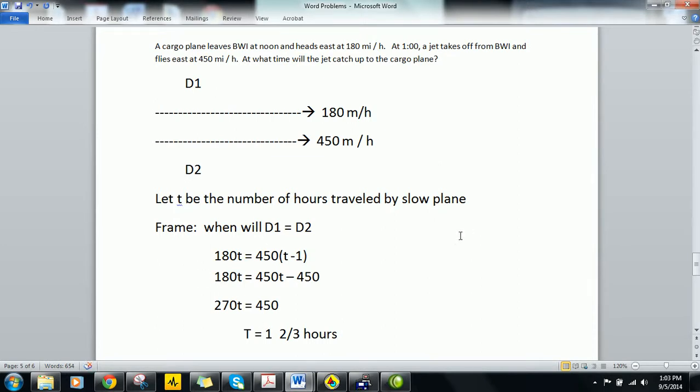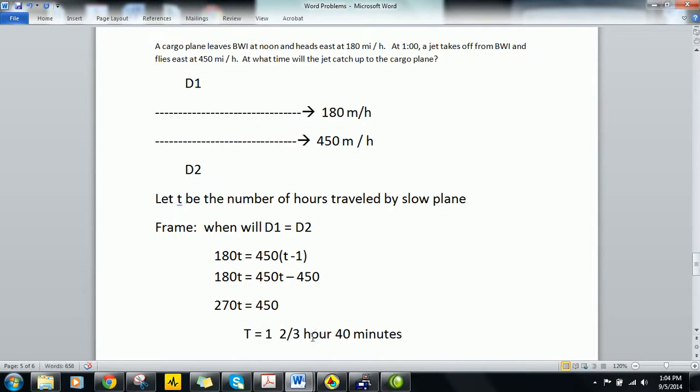All right, so the question is, well, t, that's the time the slow plane traveled. Therefore, the time the fast plane traveled would be an hour less than that, which is 2/3 of an hour. So therefore, I'm going to add either 1 2/3 of an hour to noon, or I'm going to add 2/3 of an hour to 1 o'clock. It's the same thing. So the only thing I want to consider now is what the heck is 2/3 of an hour? Well, 1/3 of an hour is 20 minutes. So 2/3 of an hour is 40 minutes. So 1 hour and 40 minutes.